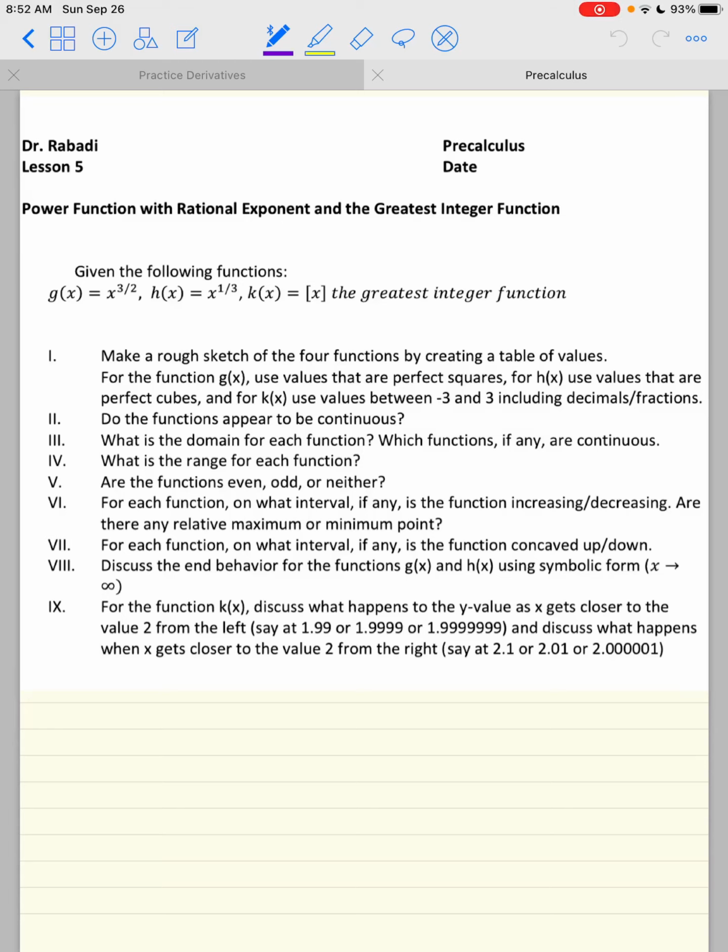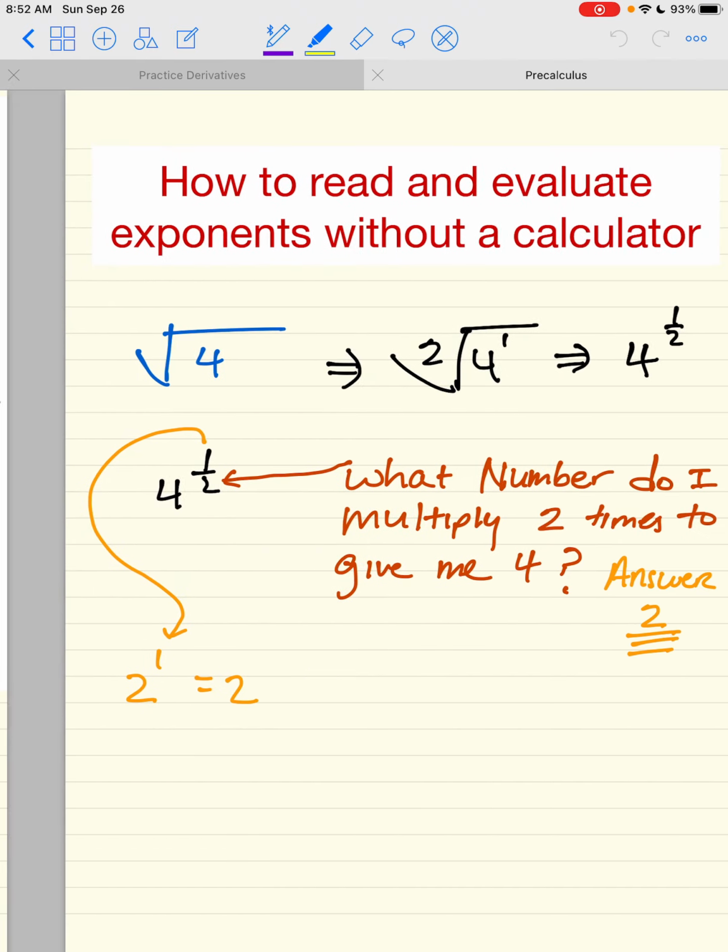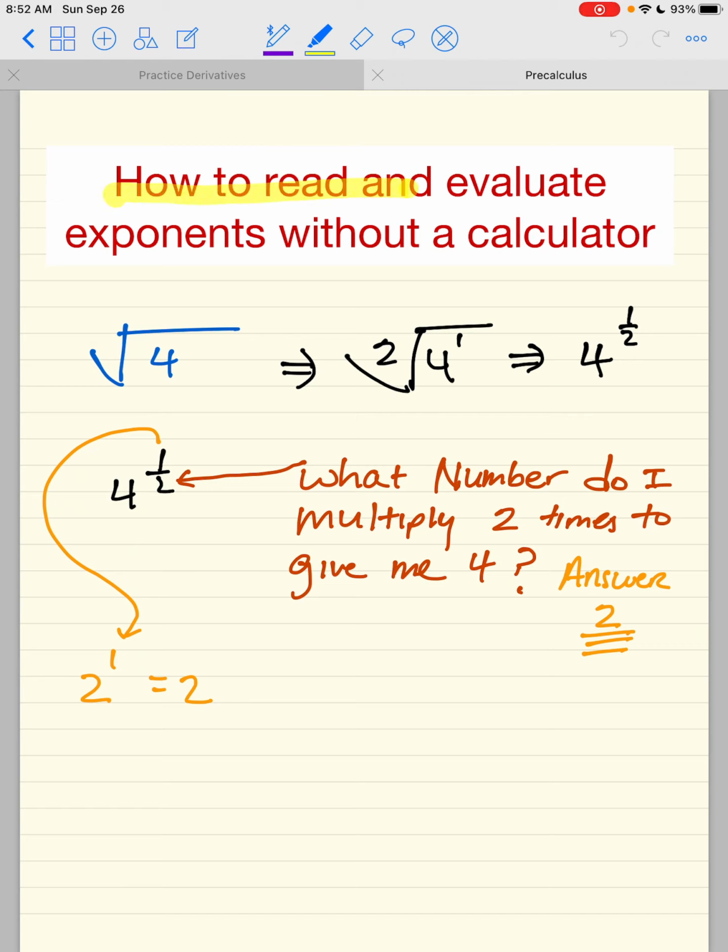Hey guys, welcome back. In this lesson, I'm going to show you how to graph these functions without using a calculator. So the first thing that we need to do is learn how to read exponential functions, how to change radicals into exponents, and so on. So, how to read and evaluate exponents without a calculator.